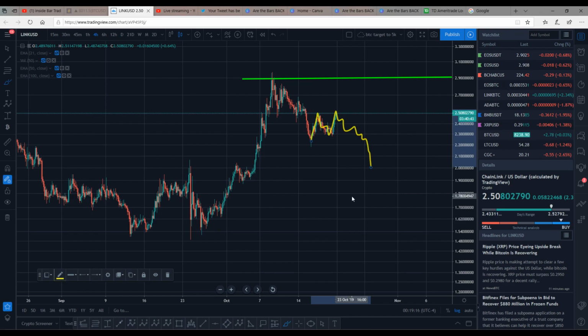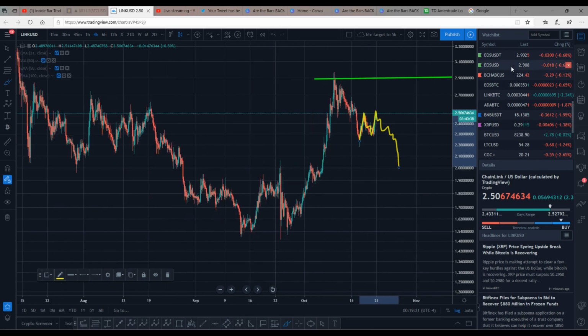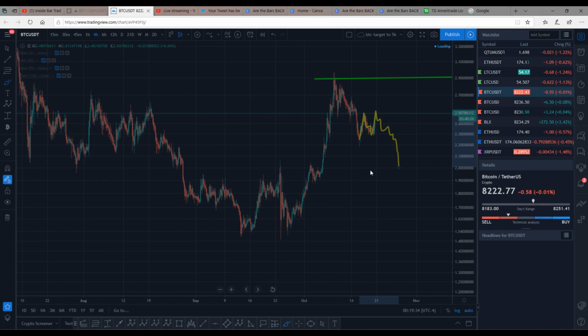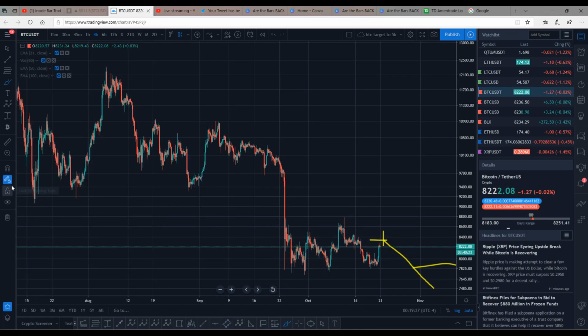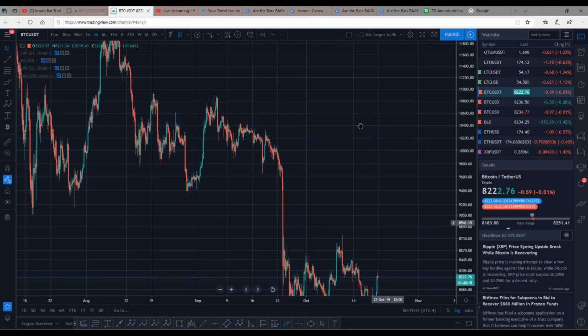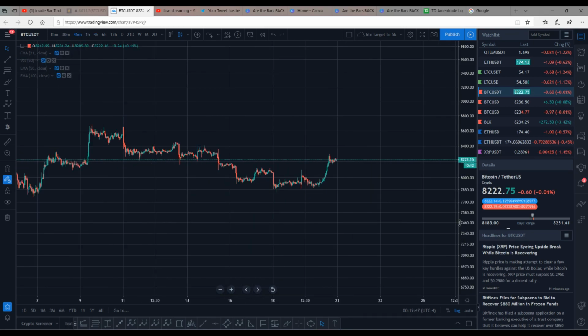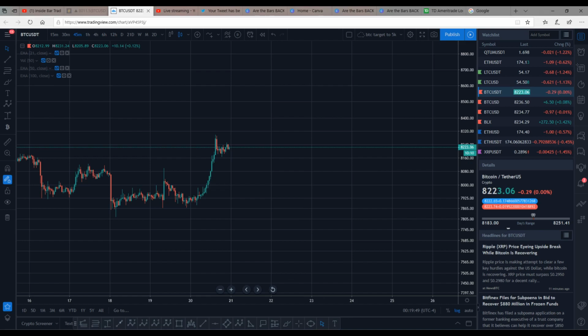BTC, I don't know what type of pullback you're talking about, but on the short term we're looking for like 8150. On the medium term we're looking for low 7,000. But on the short term we could be looking for 8120 to 8150. And 8120 to 8150 is nothing but the 236 pullback of this current move from swing low to swing high.